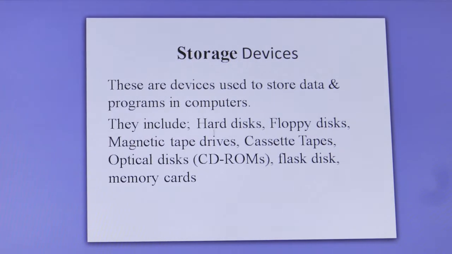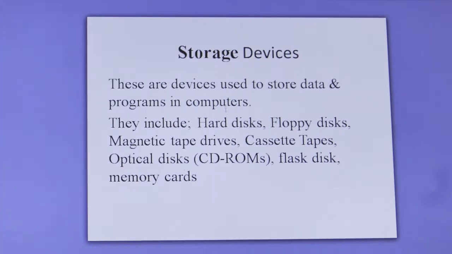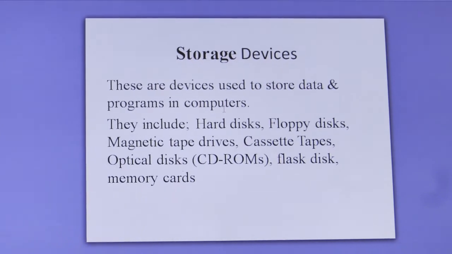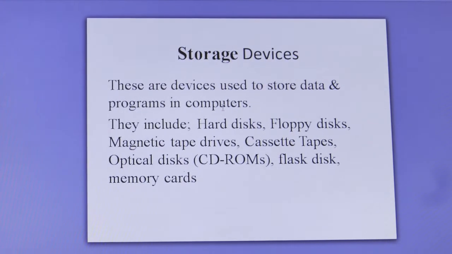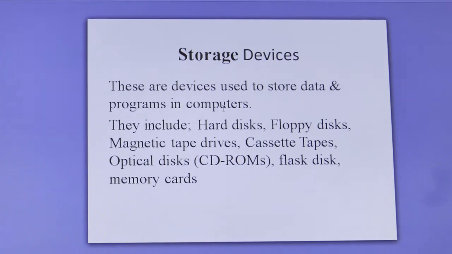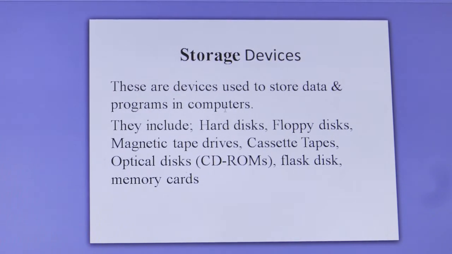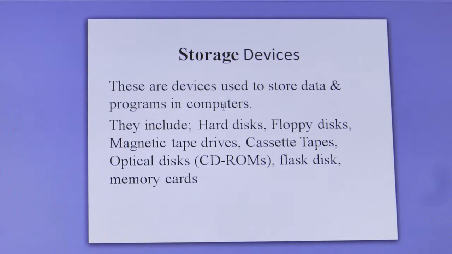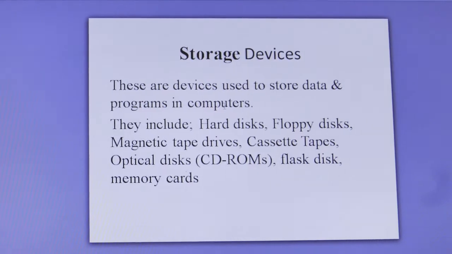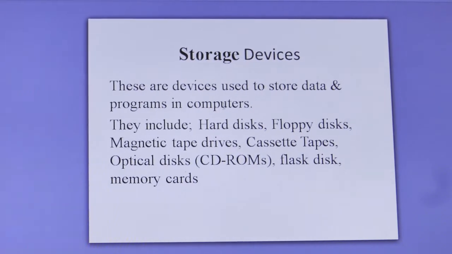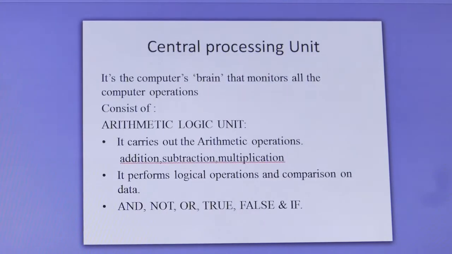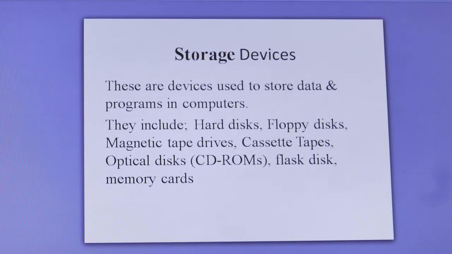Then storage devices. These are the devices that are used to store data and programs in the computer. We have examples. We have the hard disk itself, which is inside the system unit. We have floppy disks, magnetic tape, cassette tapes, optical disks, and flash disks. Nowadays you can also use memory cards on your phone to store data. So those are under peripheral devices.